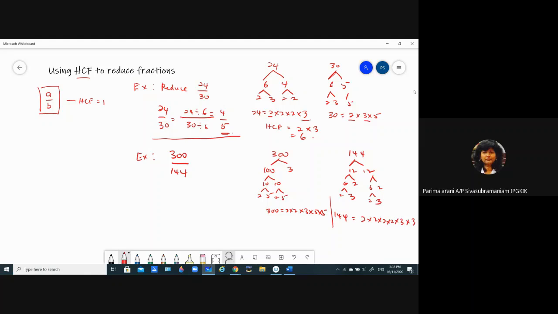Okay, so you have 2, 2, 3, 3. Here no 5s. So HCF for 300 and 144 is equal to 2 times 2 times 3, which is 12. So we reduce this fraction by 12. So this is 300 divided by 12, 144 divided by 12. What do we get here?